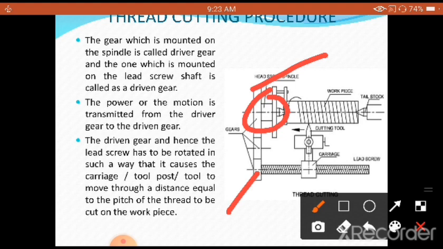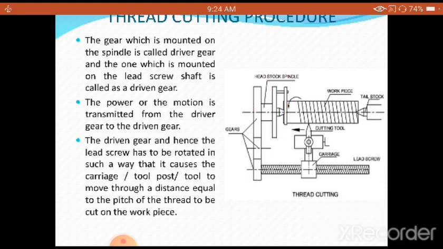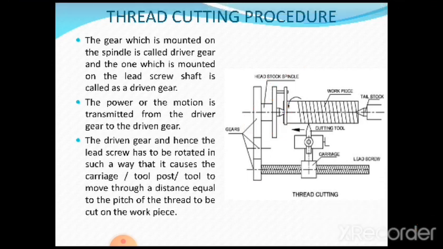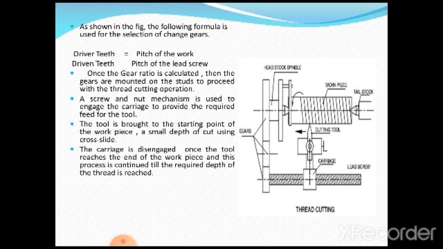The driven gear, and hence the lead screw, has to be rotated in such a way that it causes the carriage or the tool post or the tool to move through a distance equal to the pitch of the thread to be cut on the workpiece. This I have already informed, and the same one is repeated here for better understanding. So how this is done, that we are discussing. So again the same figure is continued.